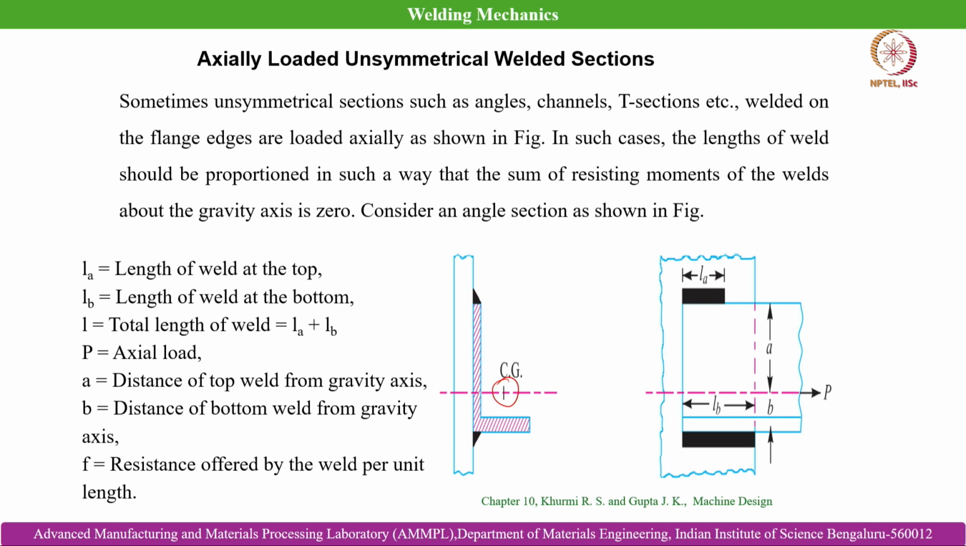So consider an angle section as shown in this figure. Here L_A is the length of weld at the top, L_B is the length of weld at the bottom, and the total length of the weld is the summation L_A plus L_B. P is the axial load applied over here. A is the distance of the top weld from the gravity axis, and this is the gravity axis. The distance of the bottom weld from the gravity axis is B, and F is the resistance offered by the weld per unit length.